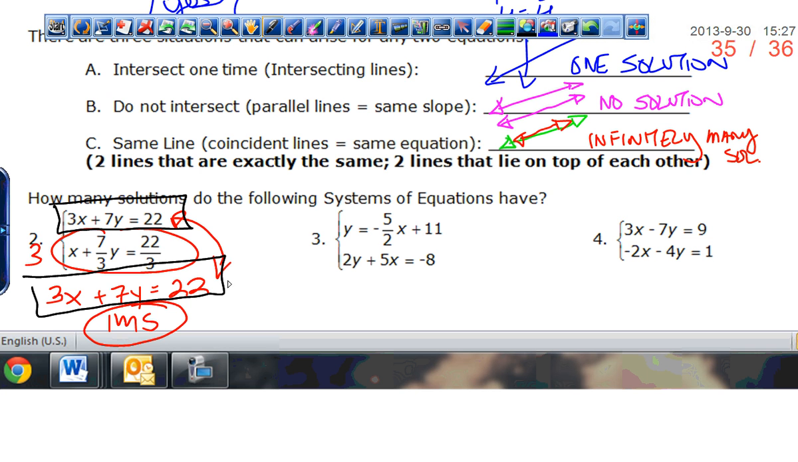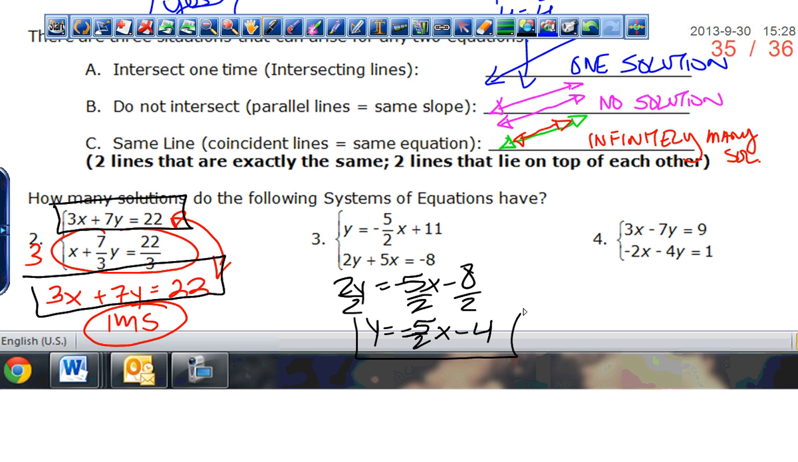Okay, so the next one. If I solve the bottom one for y, what should I do first? Move the x. So 2y equals negative 5x minus 8. Is y by itself yet? Divide each piece by 2. Y equals negative 5 halves x minus 4.